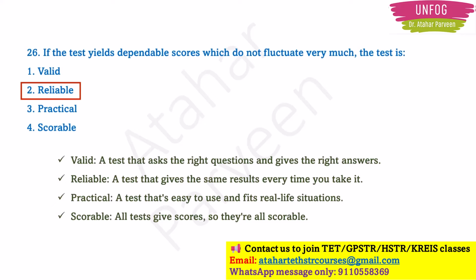For example, in our school times, we used to talk about Sanskrit. We used to say that Sanskrit is a scoreable subject because we can get 100 on 100, but we can never get 100 on 100 in English, Hindi and Kannada. So the test which gives you good scores is known as a scoreable test. Clear, right?